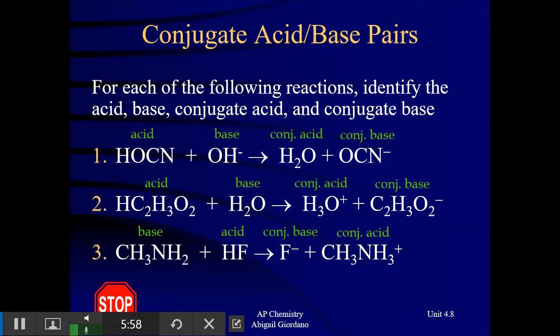You'll notice in number 3, the base was written first. The order of your reactants, guys, does not matter. Sometimes it's acid plus base, sometimes it's base plus acid. Doesn't matter. Your conjugates are always going to be on the product side. Your straight out acid and base are always going to be on the reactant side.